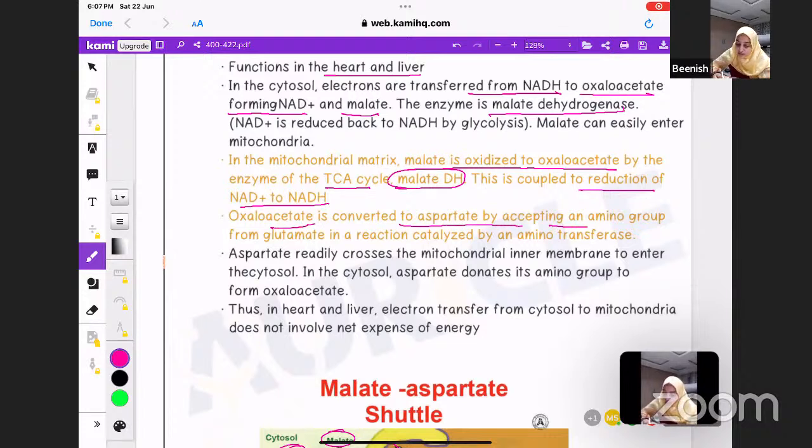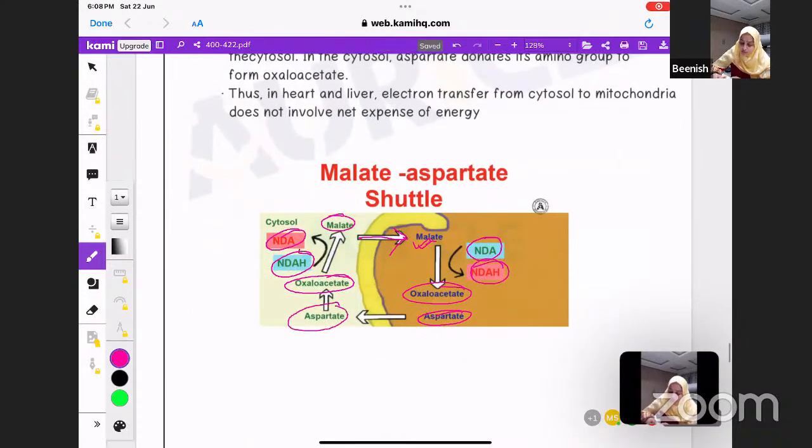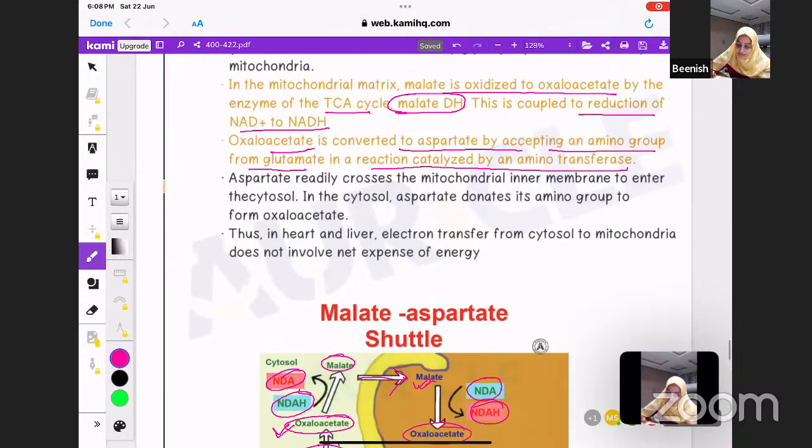Oxaloacetate is converted to aspartate by accepting an amino group from glutamate. This is a transamination reaction we've already spoken about. Oxaloacetate is the keto acid for aspartate, aspartic acid. Then the aspartate readily crosses the mitochondrial inner membrane to enter the cytosol, and in the cytosol it becomes oxaloacetate.